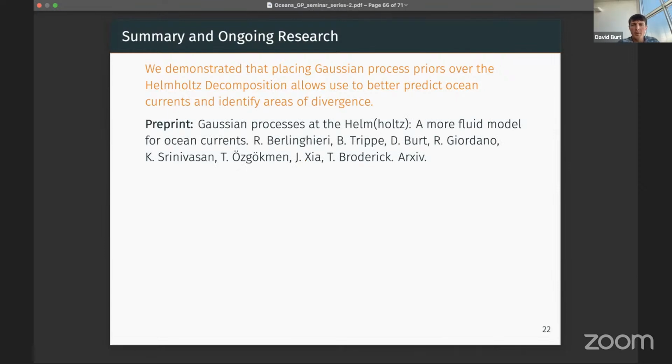We have a preprint up called Gaussian Processes at the Helmholtz, a more fluid model for ocean currents.